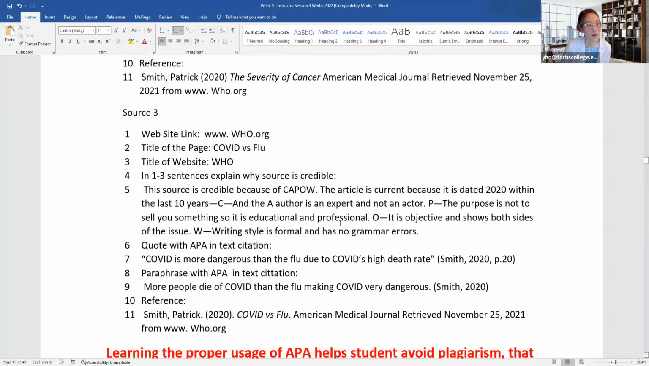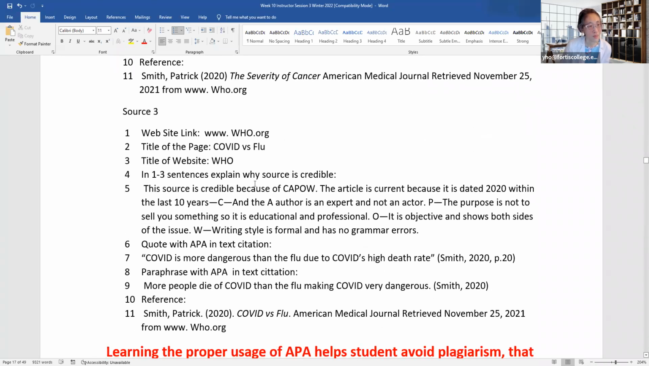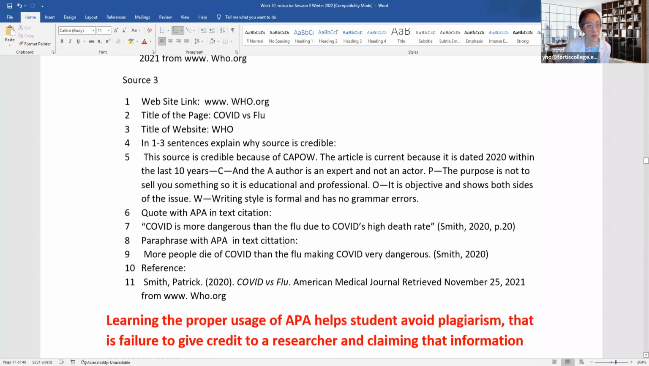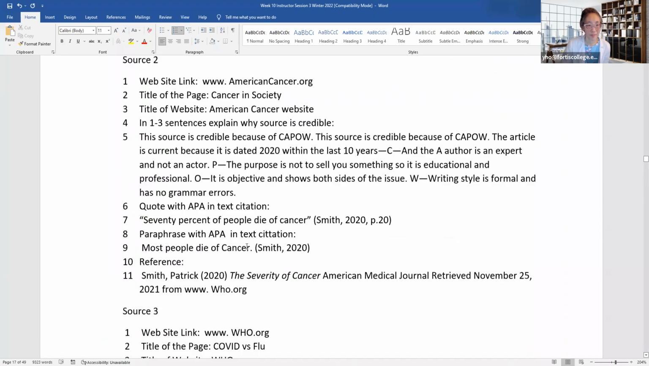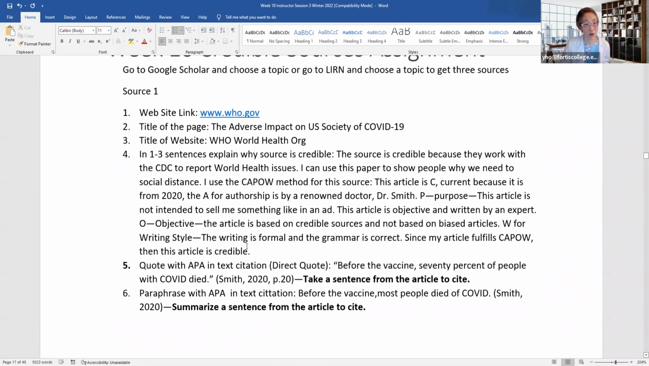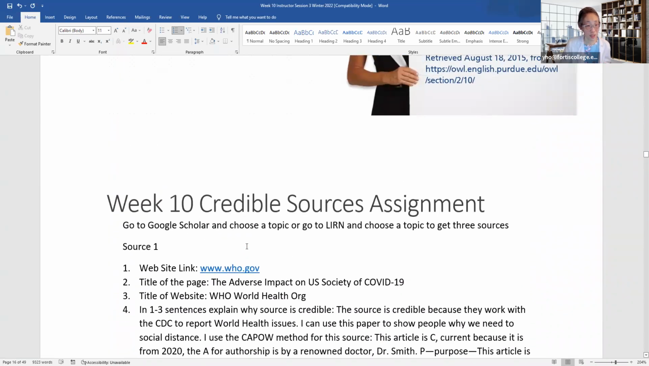So here you have another example of source 3. Website link, title of the page, title of the website. In three sentences, write why your source is credible using Kapow. Then you write your direct quote here. Okay, so number 6, direct quote. It doesn't say so in the worksheet, so it's confusing for people. And then you have the paraphrase quote, and then your reference citation. And that's it. That's the whole assignment for the week 10 worksheet. That's all you have to do for this Sunday.